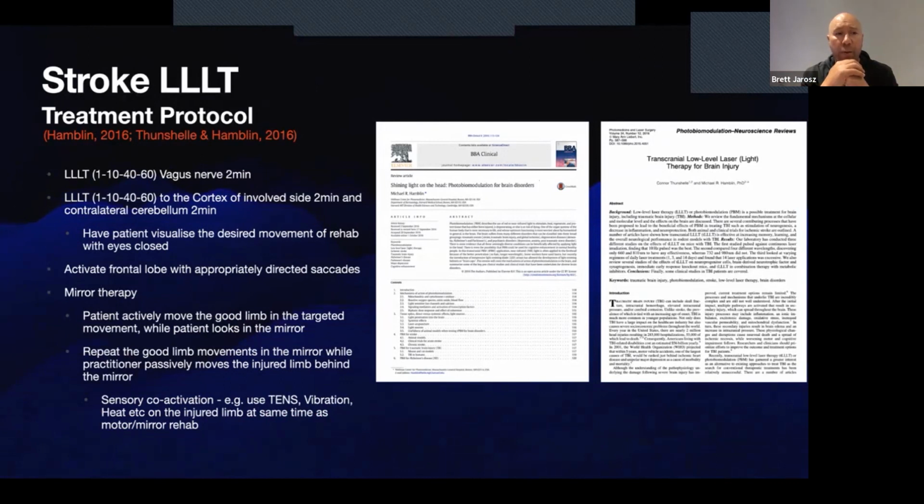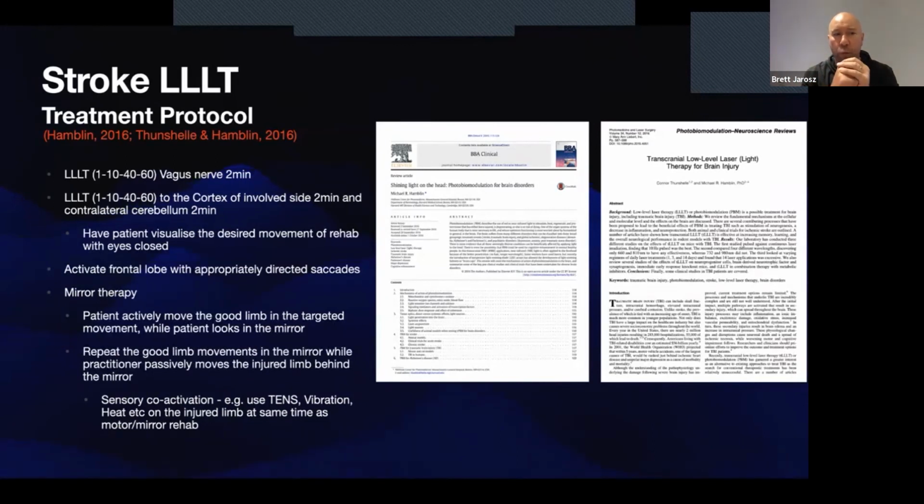But what I did there was just to show people the sort of approach that myself and some colleagues would do, as an example, not for everyone, of how you might use laser therapy in conjunction with a bit of a stroke rehab protocol.